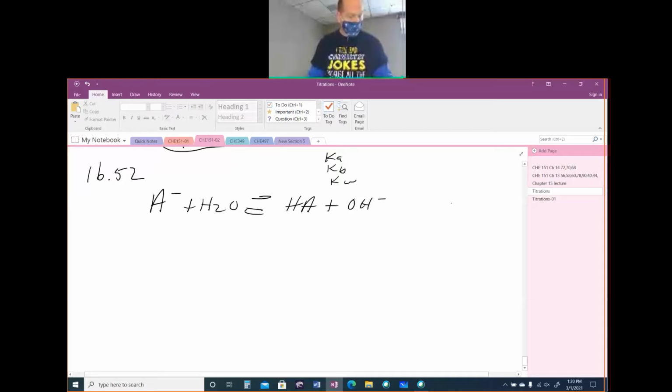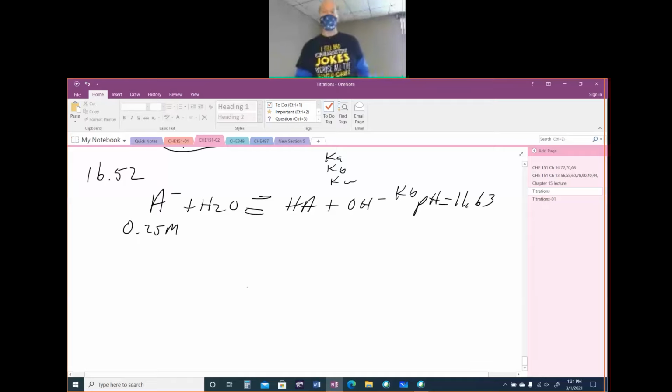All right, so we have 0.25 molar of the weak base. And it has a pH of 11.63. What is the Kb? All right, so again, initial concentration, pH, Ka or Kb. Those are what we're going to solve for. So this is done exactly the same way we did our first problem, where we solved for our Ka.